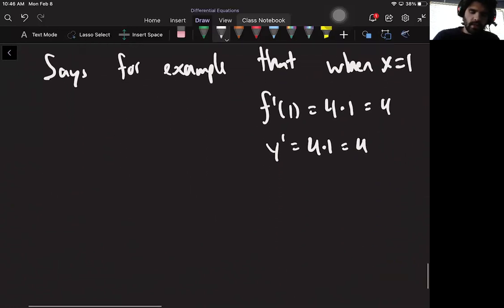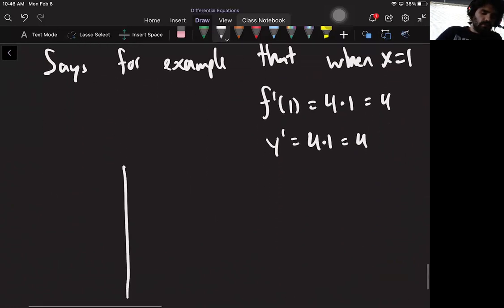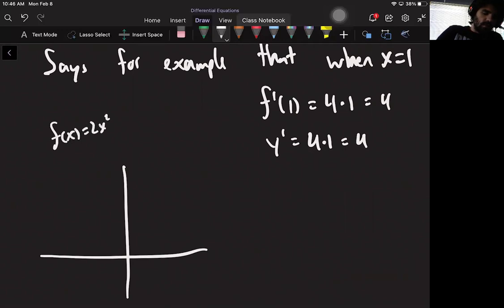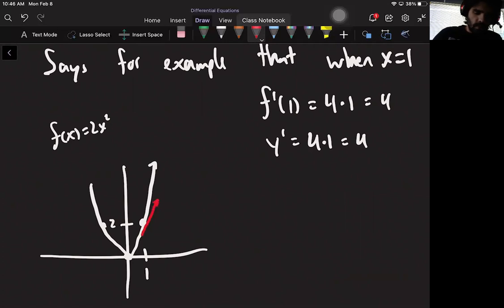And what that's saying is that if I look at the graph of this 2x squared function, so it looks something like this, and I go to x equals 1, then how fast the graph is going up, which is also called the slope of the tangent line, this will have slope 4.